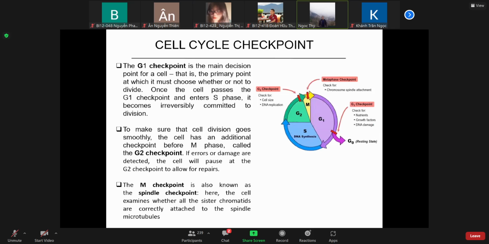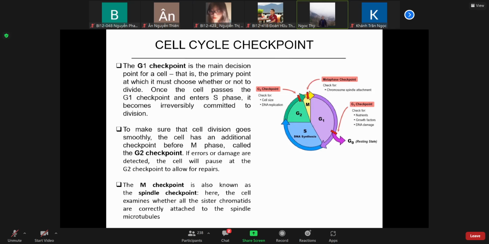So in the animation, they provide a very interesting term called the cell cycle checkpoint. The cell cycle checkpoint is the position in the cell cycle that makes sure the cell cycle is happening normally. So we have three main cell cycle checkpoints. One is after G1 phase, to check if all the DNA is fine to start going to phase S.